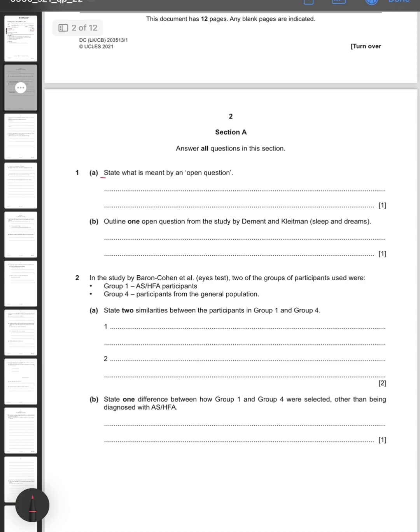The first question from this paper says, state what is meant by an open question. So we just need to answer this question in one sentence or one word. So I am writing that an open question is the question that asks the participants to describe or explain.